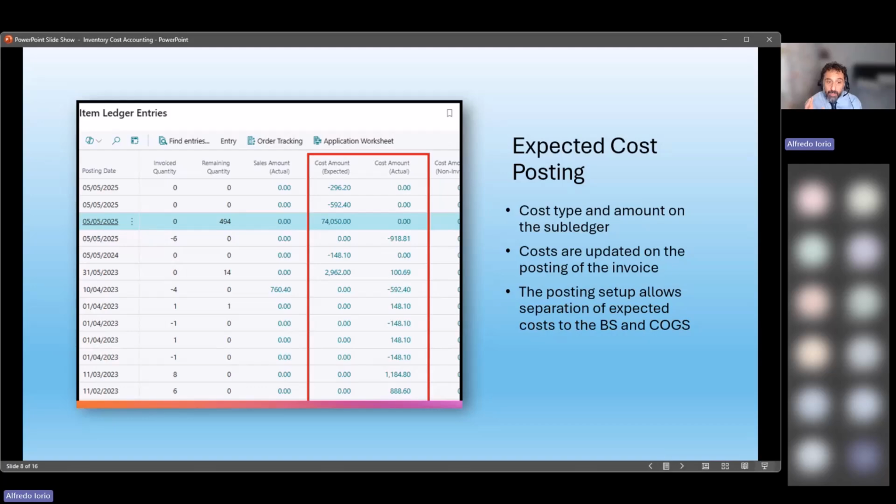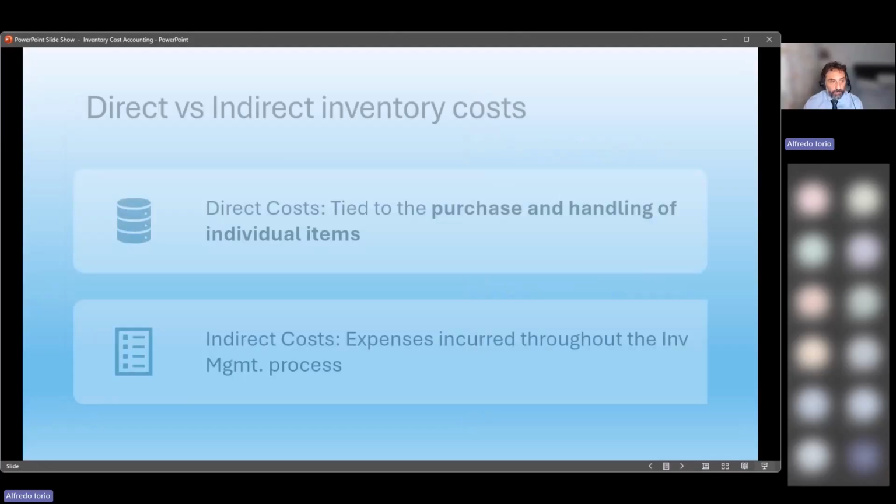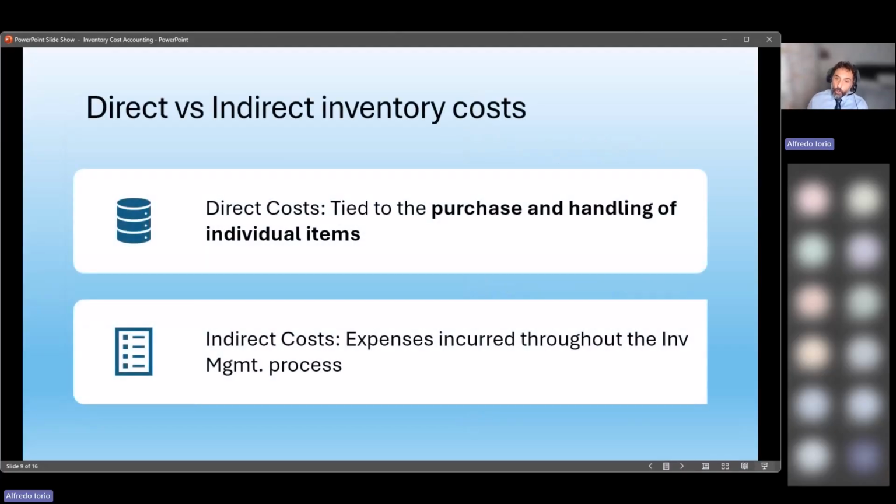Again, something to ask and to discuss with the finance controller of your organization, your client, because it's not something that you can just decide as a consultant, right? Because it will affect essentially the company books. So now that we covered expected cost and actual cost, then we have an opportunity to look at another type of cost, which can also be expected or actual. So you can see how Business Central can manage a lot of complexity here.